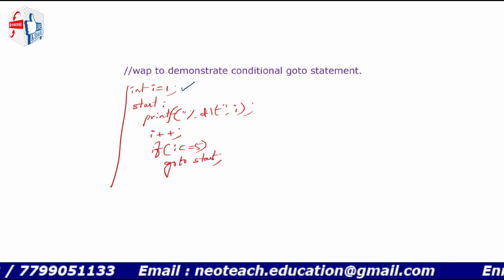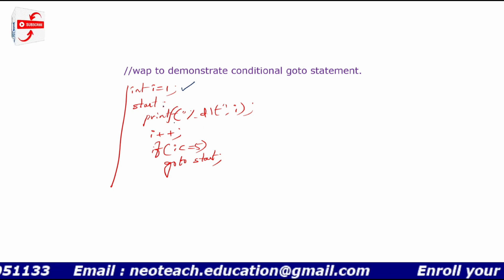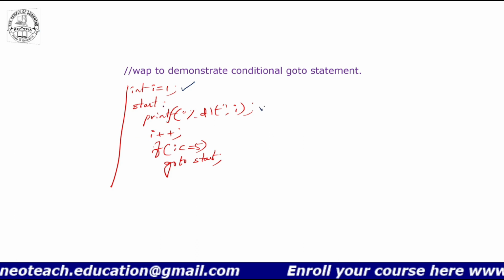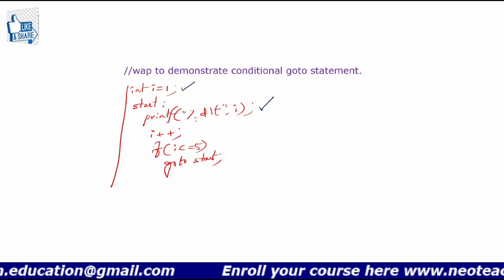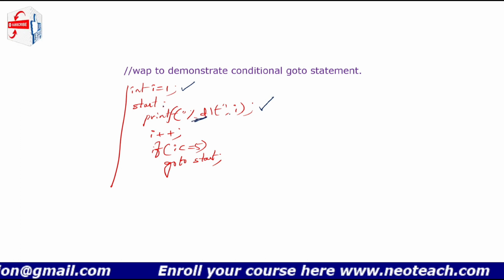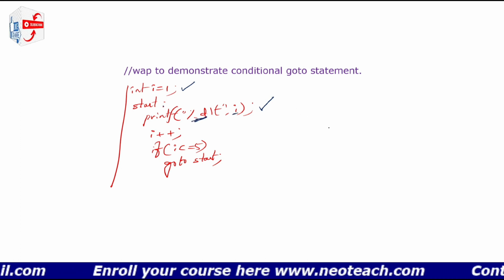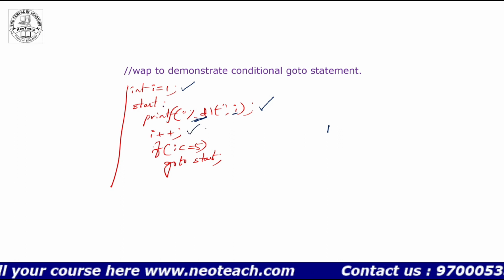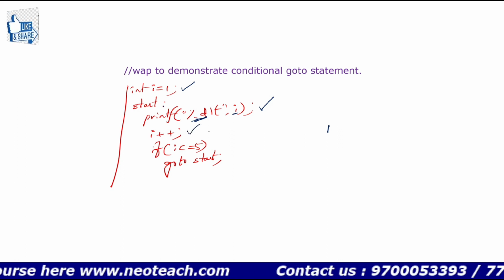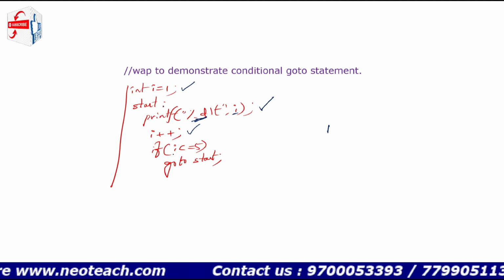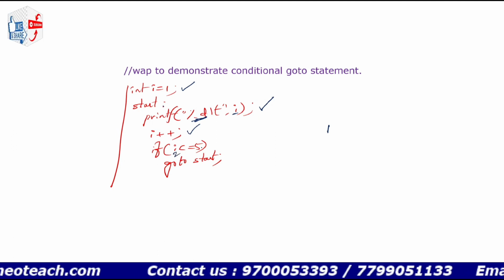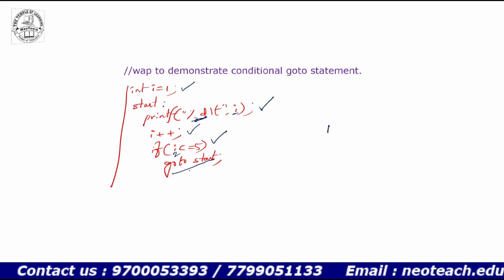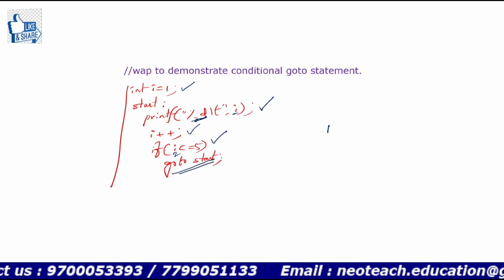In the start block, the first statement is going to execute, that is %d. In place of %d, the I value. What is that? I value is 1. 1 is printed. Then I is increased: I equals I plus 1, means 1 plus 1, 2. Now 2 is less than 5, true. When the condition is satisfied, the goto statement is going to execute. What is that? Goto start.